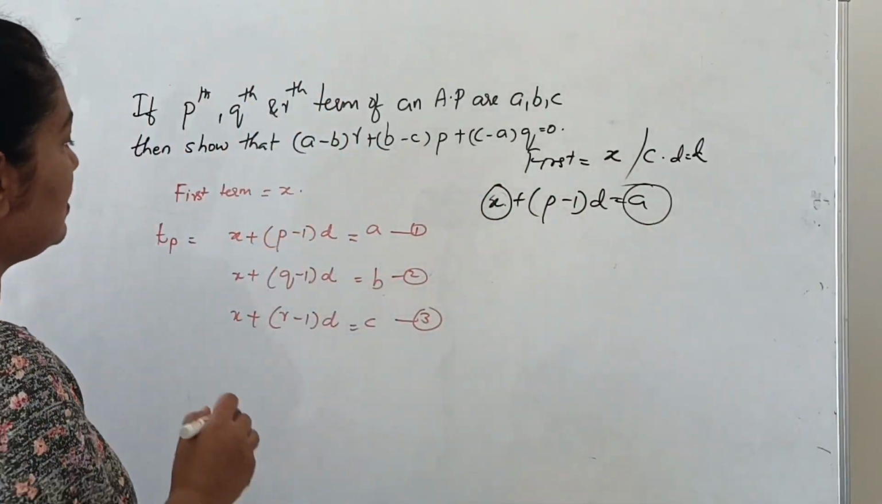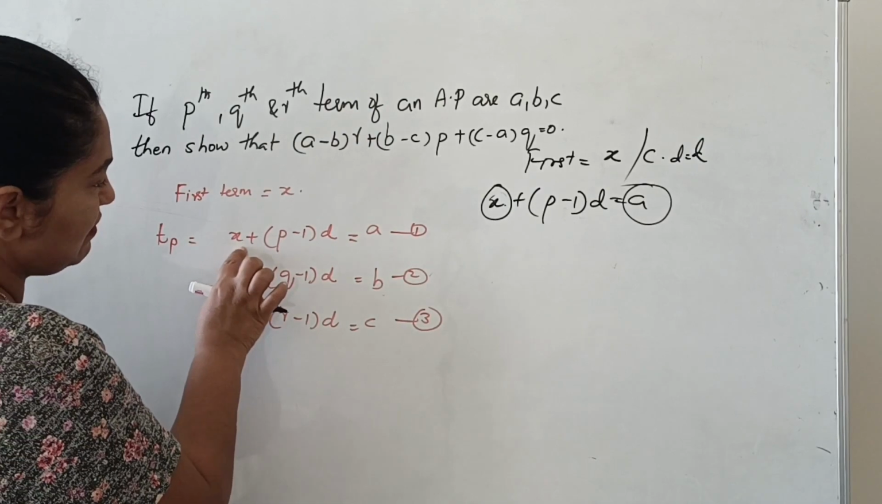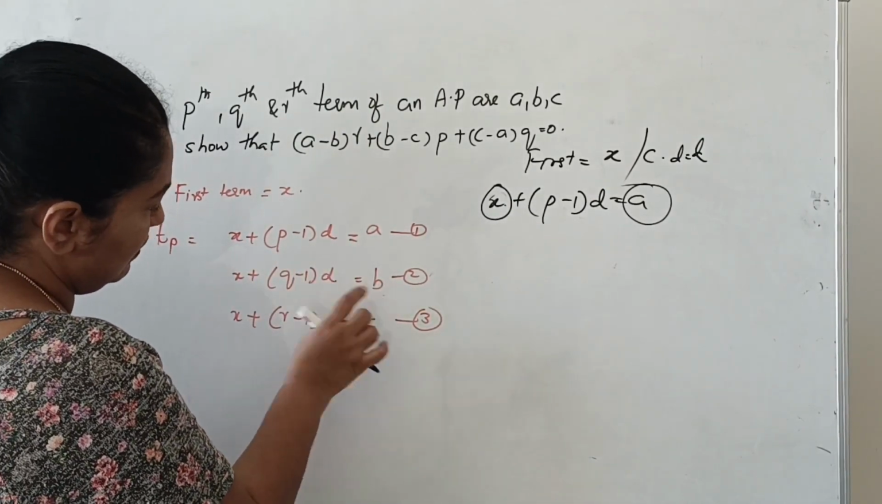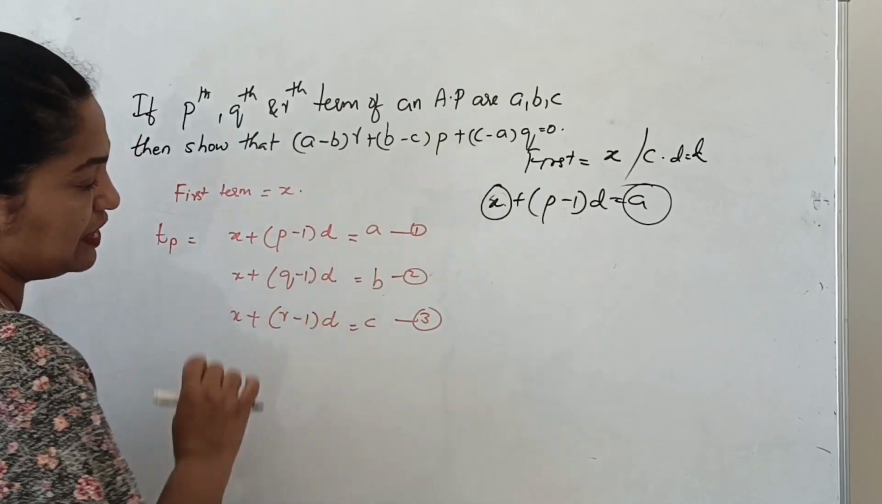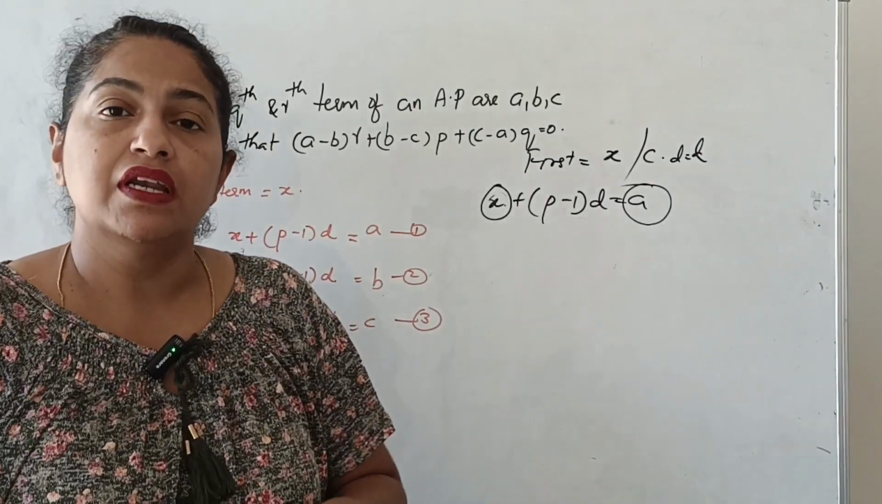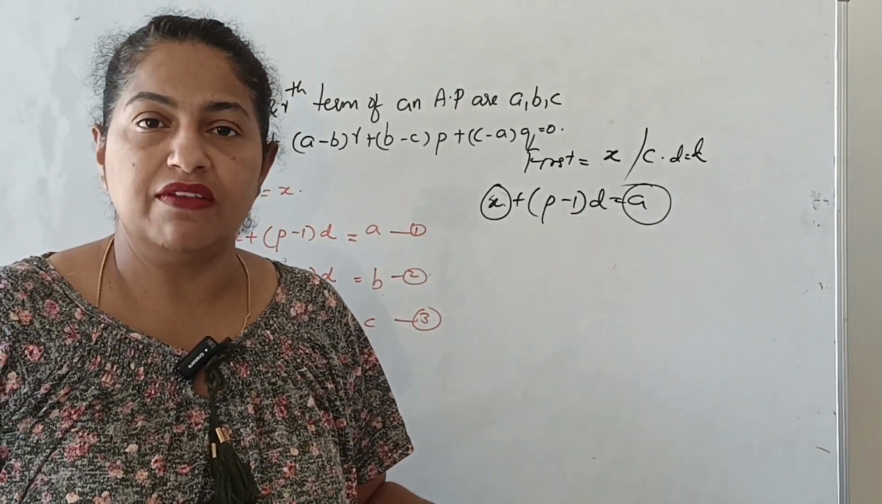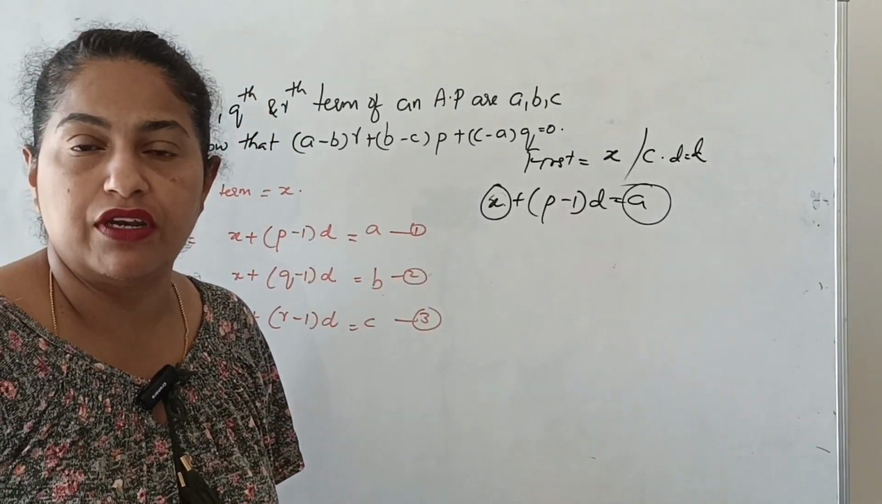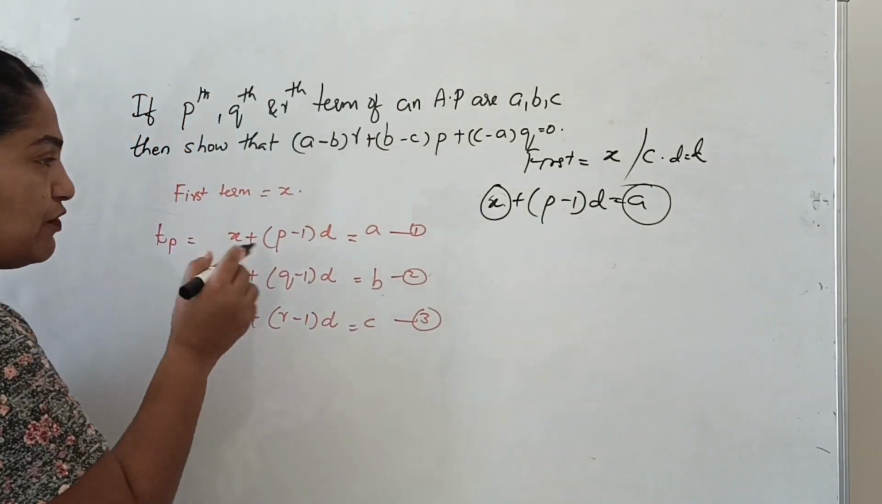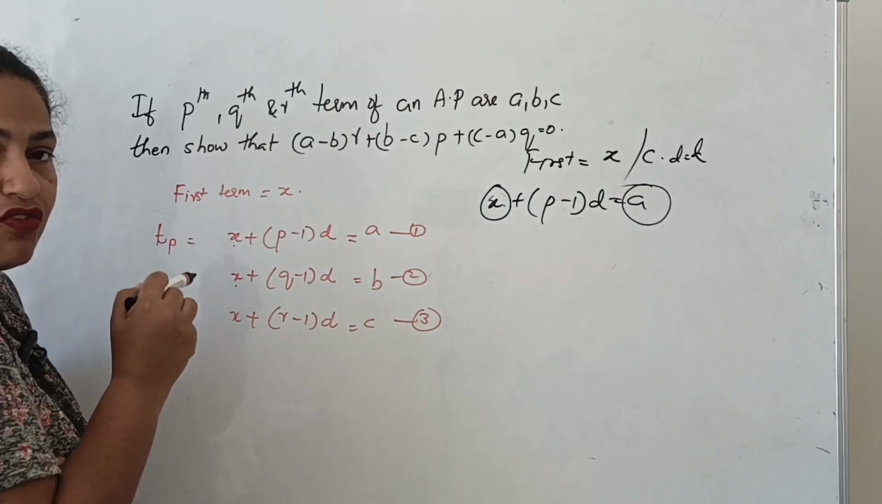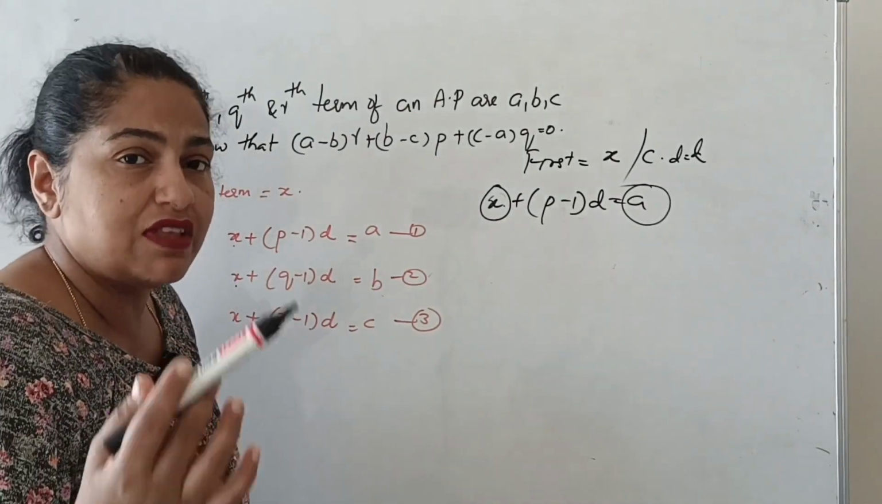Okay, so I have written the pth term is X plus P minus 1 into D, qth term is X plus Q minus 1 into D, and X plus R minus 1 into D is equal to C. Now you can see that I cannot equate any of the statements because the RHS are all different. So what will I do? I will check for any common terms in the LHS. I can see that X is common. So let me try to subtract.